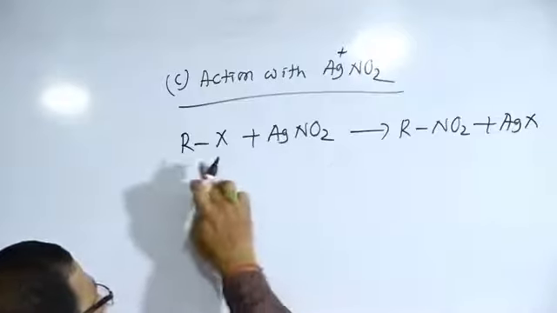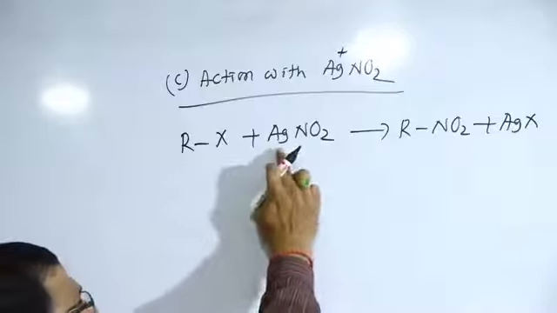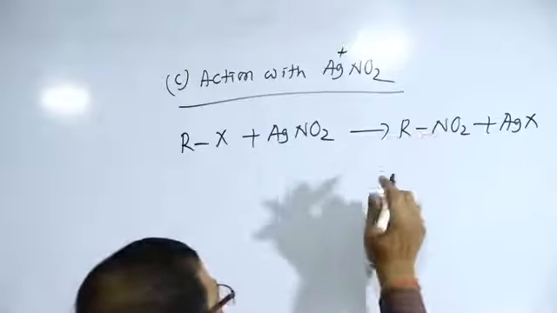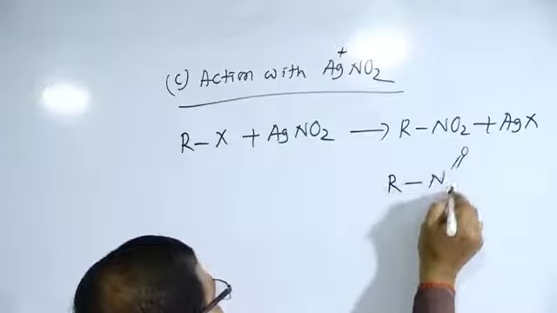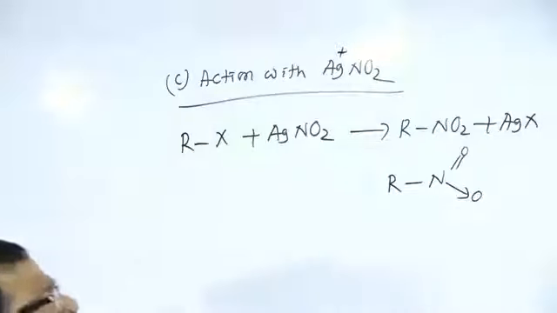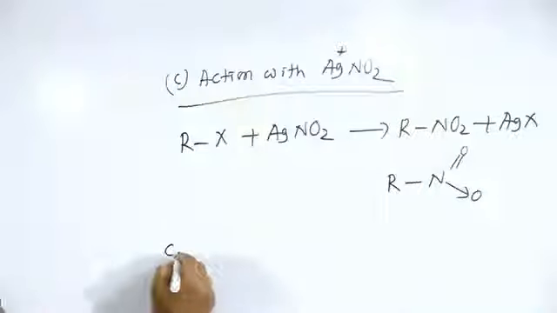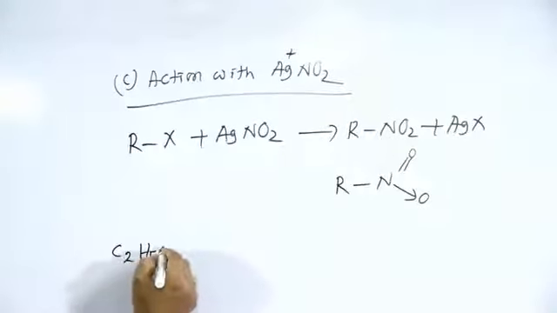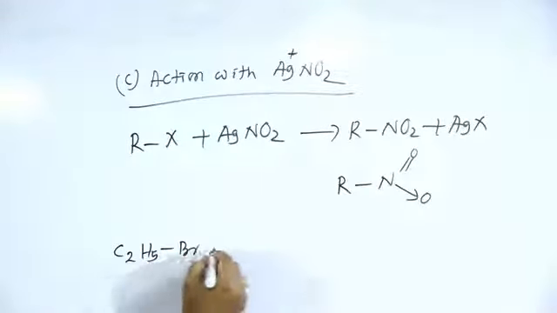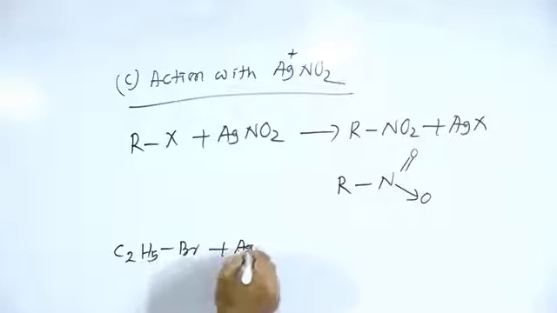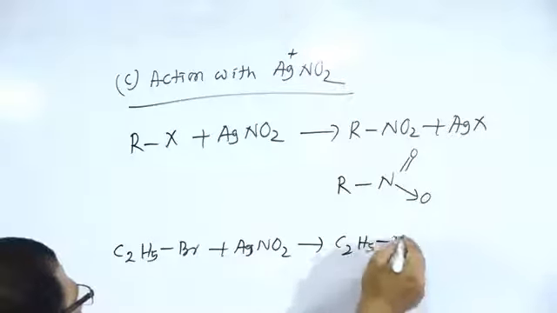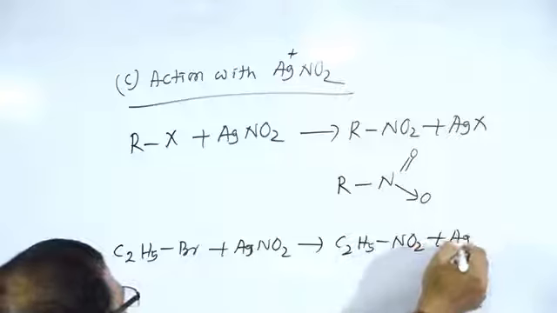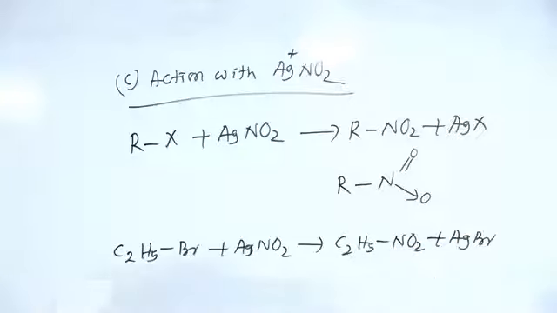Formation of nitroalkane. Alkyl halides react with silver nitrite, and there is the formation of nitroalkane. The bonding representation for this is R-N double bond O, single bond O, that is RNO2, nitroalkane. For example, C2H5Br, ethyl bromide, treated with AgNO2, gives C2H5NO2 plus AgBr. Nitroethane will be formed.